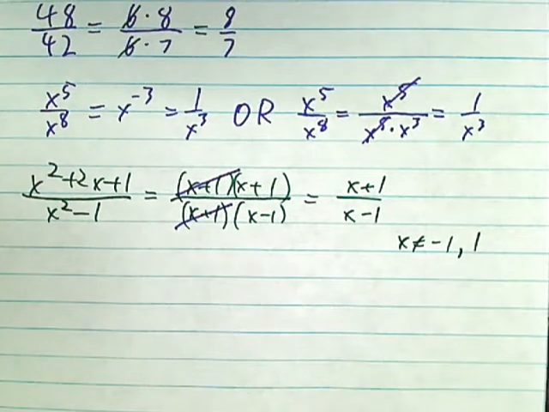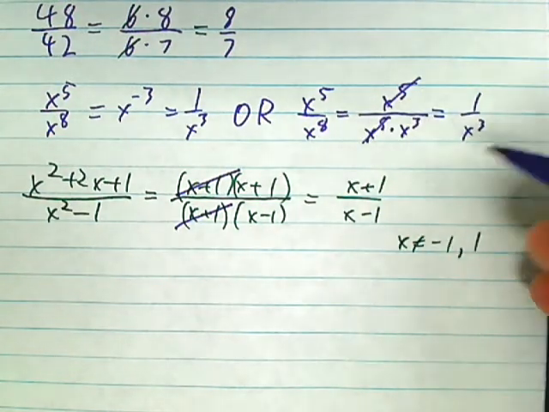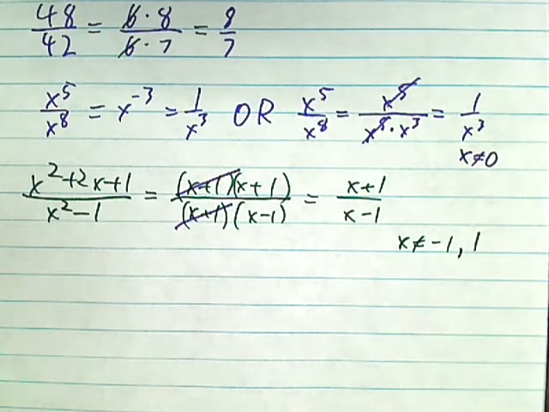I guess I forgot. If I go up here, I can do the same thing here. What value will make this denominator 0? Well, x can't be 0. Sorry, I forgot to do that.